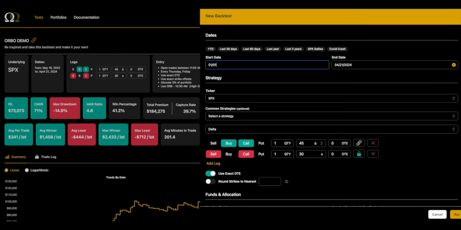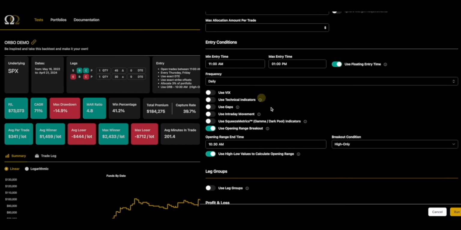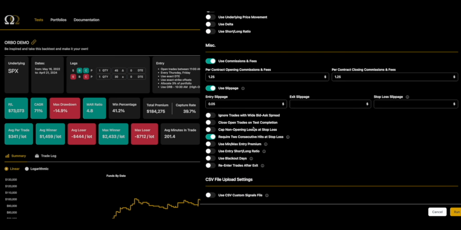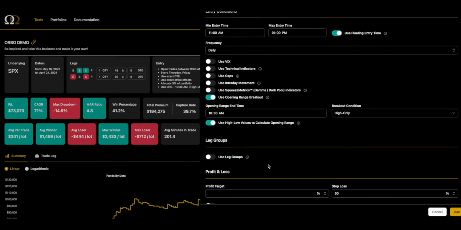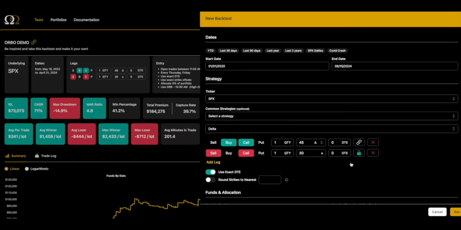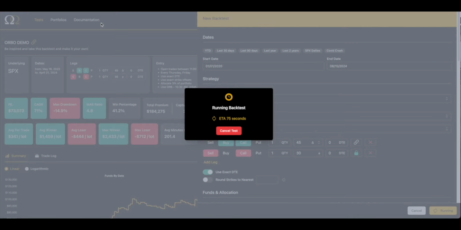So let's take it back to start of 2020. And that'll give us about almost 5 years. And so let's change this to daily. And the other thing we'll do, we're going to take off 2 hits at stop loss. That's going to punish it a little bit. Got 5 cents entry slippage. I think this looks pretty good. So we're going to run this bad boy. And it's going to take just a quick second to run. And while it's running, I'll talk through what it is.